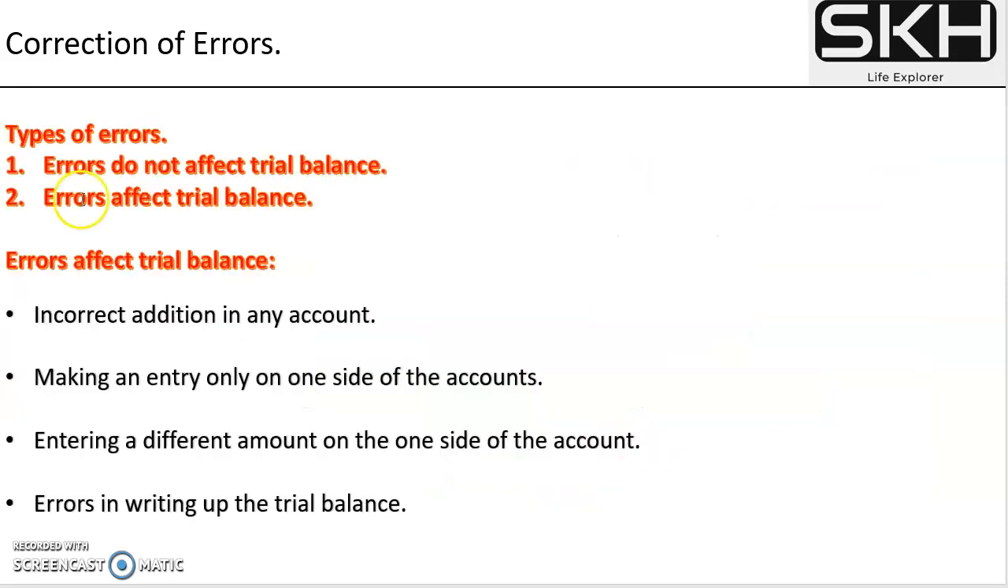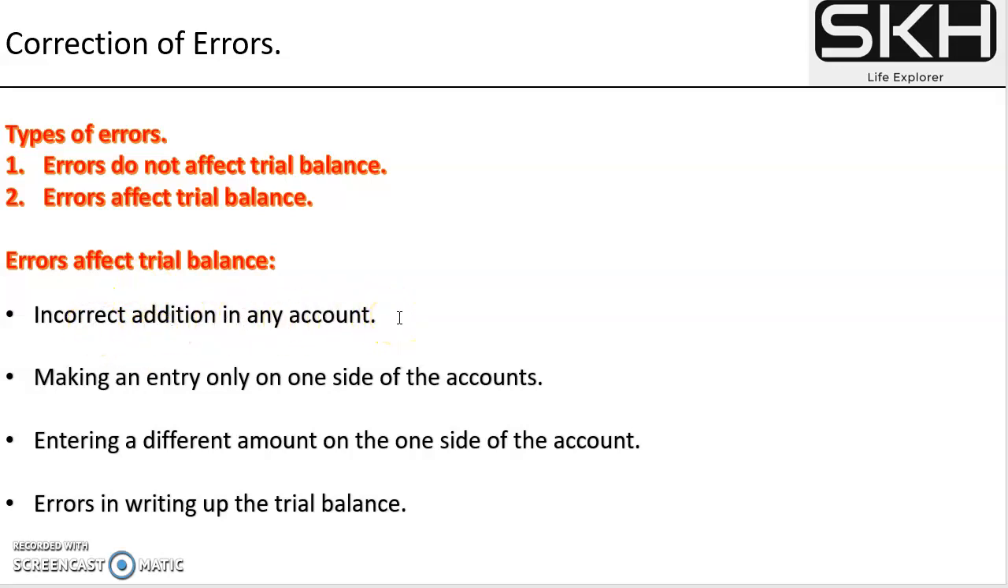Part 2 means the types of error that affect the trial balance, which means if we have made these errors, they will not make our trial balance equal. The first type of errors that we learned was where we have made errors but the trial balance will still be equal. So this is the difference between error type number 1 and error type number 2. Today we will be learning about error type number 2. For example, how it happens: incorrect addition to any account.